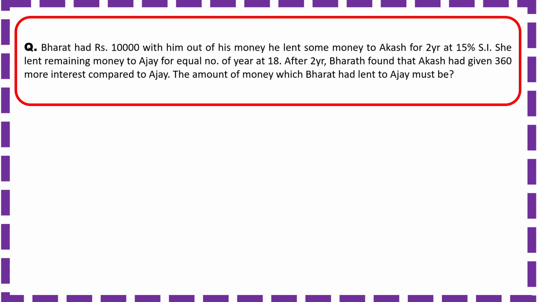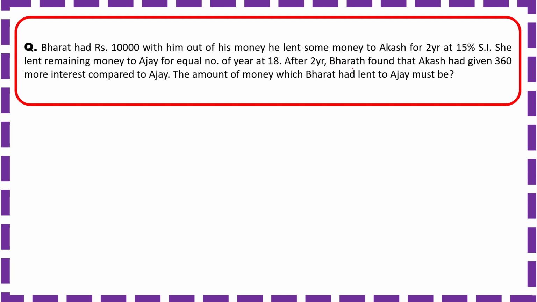Bharat had rupees 10,000 with him. Out of his money, he lent some money to Akash for 2 years at 15% simple interest, and he lent the remaining money to Ajay for an equal number of years at 18%. After 2 years, Bharat found that Akash had given 360 rupees more interest compared to Ajay. The amount of money which Bharat had lent to Ajay must be?